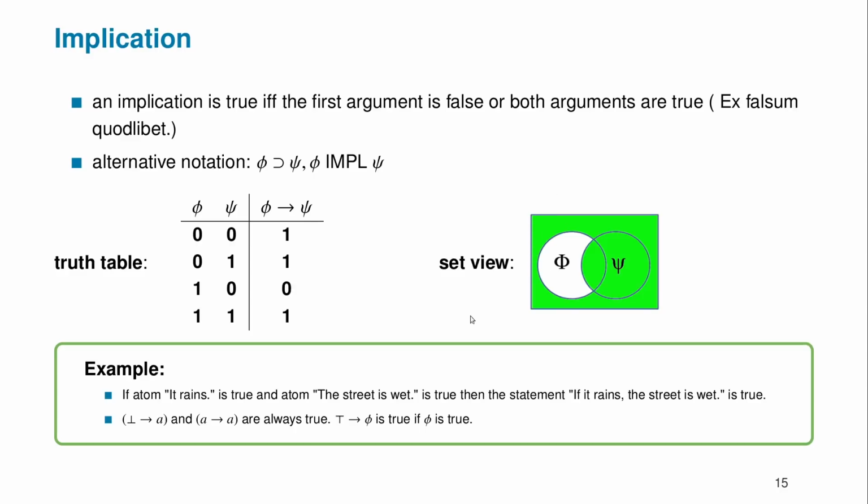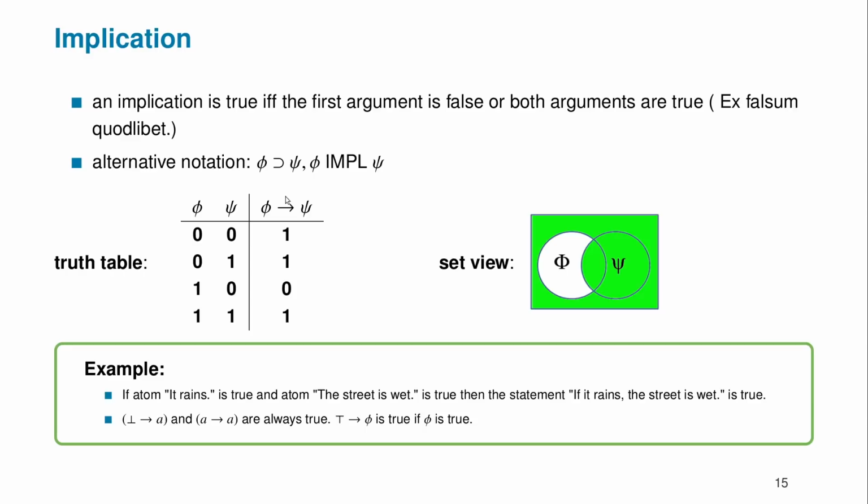And if we look at this set view, then all assignments that falsify phi are in the set of satisfying assignments of the implication, and all satisfying assignments of psi are in the set of satisfying assignments of the implication.